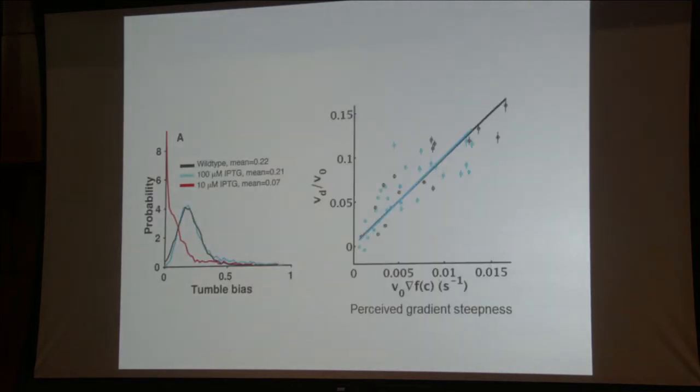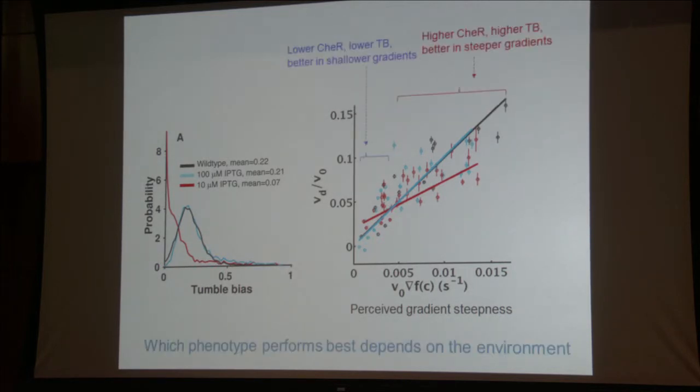So if we look at wild type and our blue distribution, since they have the same tumble bias, you see that basically the slope is the same for those two populations. But if we look at the red one, the slope is quite different. So again, you see that which phenotype performs best really depends on the environment. Actually, you see that if the gradient is steep, you want to have higher tumble bias, so the blue ones are better. But if the gradient is shallower, the red one seems to be doing a bit better than the blue one. And so you want to have lower tumble bias when the gradient is shallow.